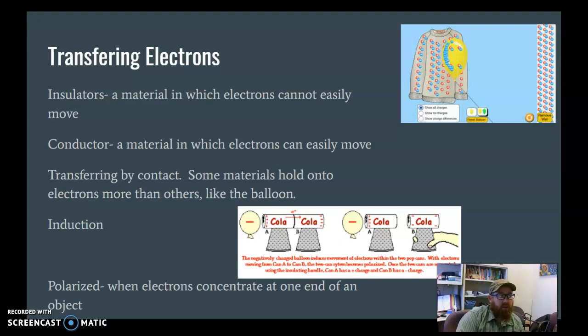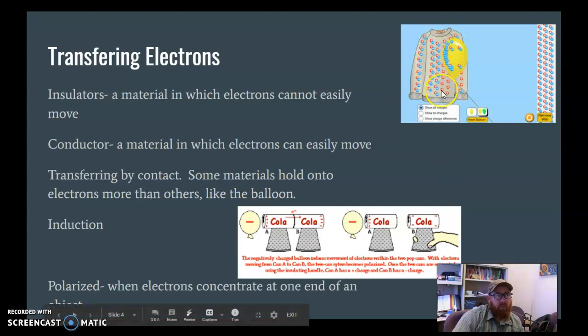You can transfer electrons a couple of different ways. I've got a little video I'm going to show you here, but first, transfer by contact. If you look at this balloon and this wool sweater, if we take this balloon and rub it against this wool sweater, we're going to be transferring electrons from the wool sweater to the balloon. They have to touch one another, but they can do it that way.